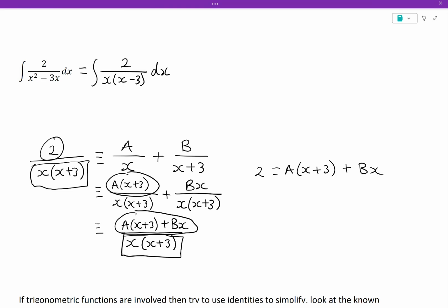So we'd have 2 is equal to a times (x plus 3) plus bx. Then we're going to pick a value for x to substitute into both sides, as we should get the same value on each side. A convenient value, given that we've just got x multiplying the b, is when x is equal to 0. So we would get 2 is identical to 3a, and then the bx would become 0 if x is 0. So therefore, a must be equal to 2/3.